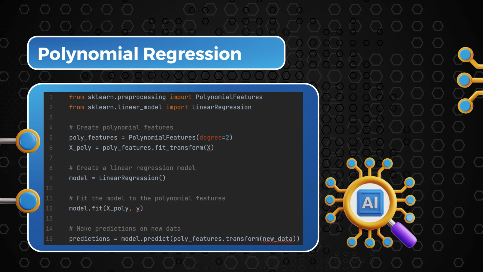Polynomial regression fits a polynomial function to the data, allowing for more complex relationships. It involves transforming the features into polynomial features. This is the code example for polynomial regression.